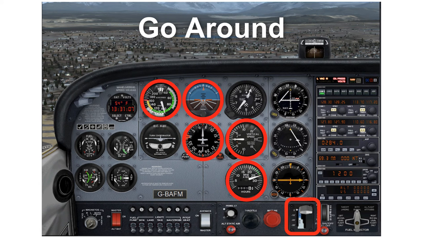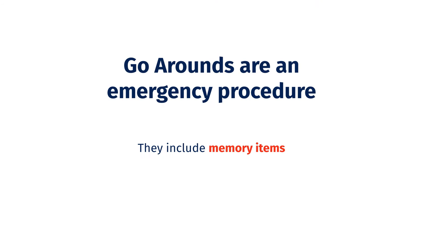A go-around procedure involves scanning several instruments and completing a few configurations. For this reason, it requires a significant amount of control and splitting of attention. As well, because go-arounds may need to be executed unexpectedly and may involve safety of flight while close to the ground, it should be considered an emergency procedure. You will need to complete memory items from a checklist without hesitation.